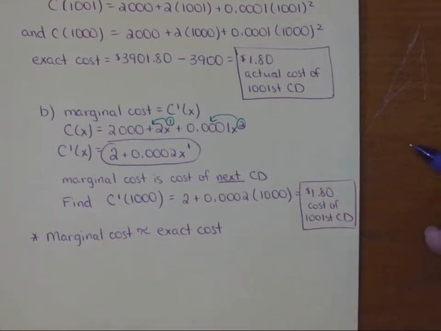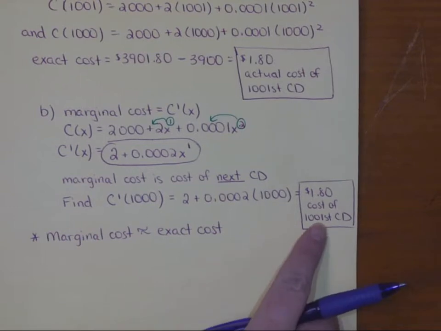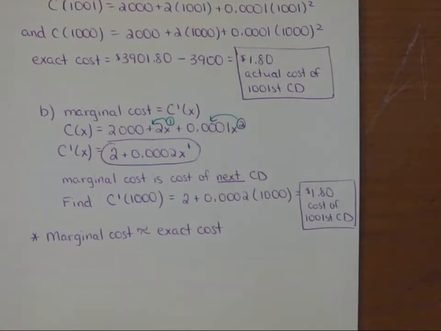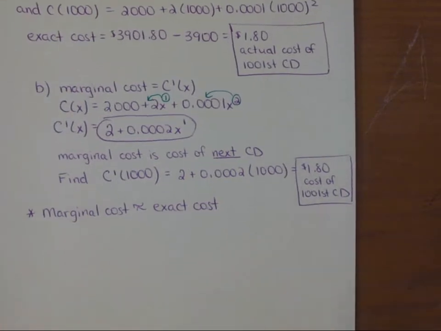But don't be surprised on your homework if these are a little bit off from each other. This is the actual cost, and sometimes this might be off by a penny or 2, or maybe even 10 cents, depending on the price of the item. So remember, this is just an approximation of this. Part A is the exact answer, part B is an approximation. Just in this example, it was a really good approximation.